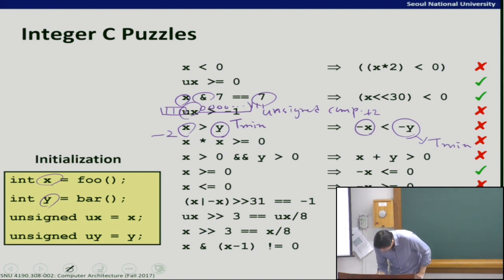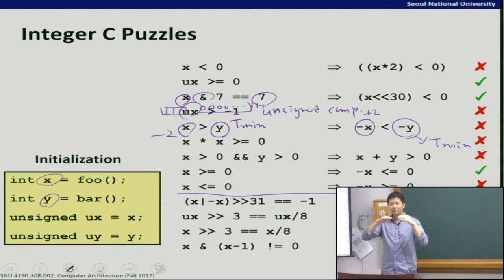What about this one? If x is less than or equal to 0, then -x is always greater than or equal to 0. This one actually doesn't hold for TMin, right? As I said before, if you negate TMin, it will become TMin again. So this one doesn't hold for TMin.